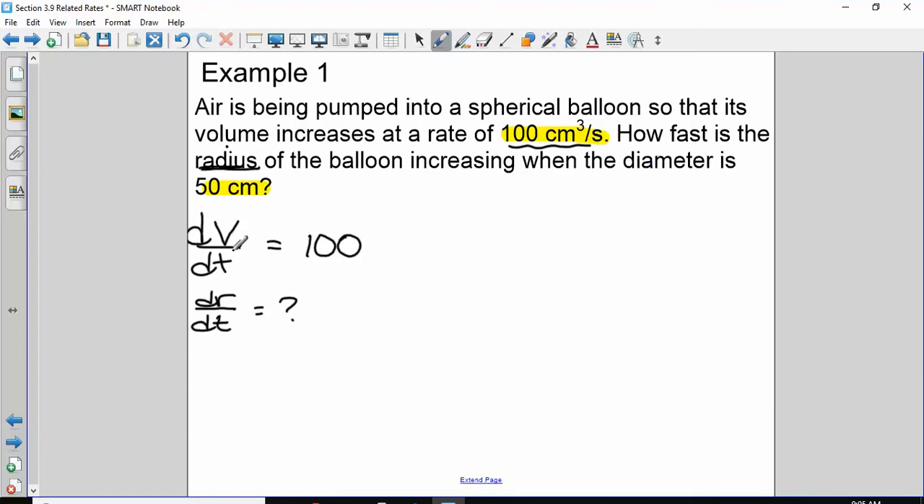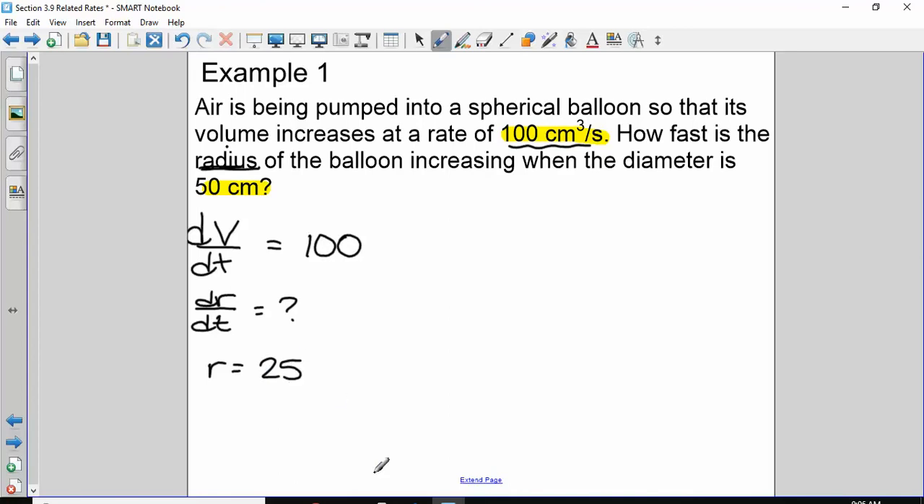Okay, I've talked about volume and radius here. I probably don't want to introduce another variable. I don't necessarily want to use diameter, but what can I get from the diameter? The radius. If the diameter is 50, what's my radius? 25.